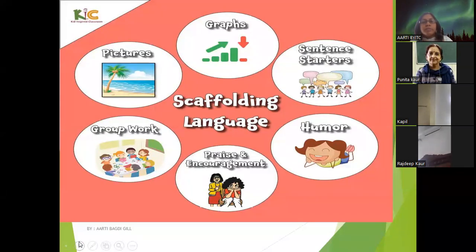Scaffolding language means related to the scaffolding skills only, or the strategies which you are using in the classroom. If I say I'm doing group work, that is my scaffolding going on in the classroom. Very simple. I'm doing the group work, right? I'm doing collaborative learning in the classroom. I've just given the flashcards to the children and let them explore what they are doing, and let's talk to them about what they are understanding. That is what group work is, that is the language of scaffolding.